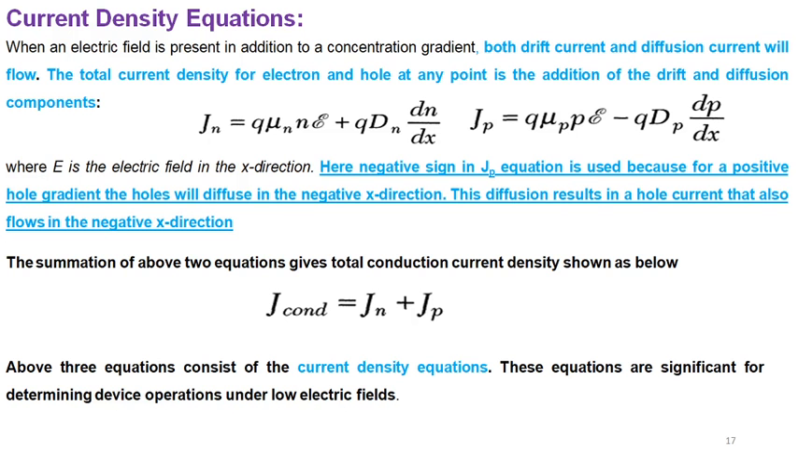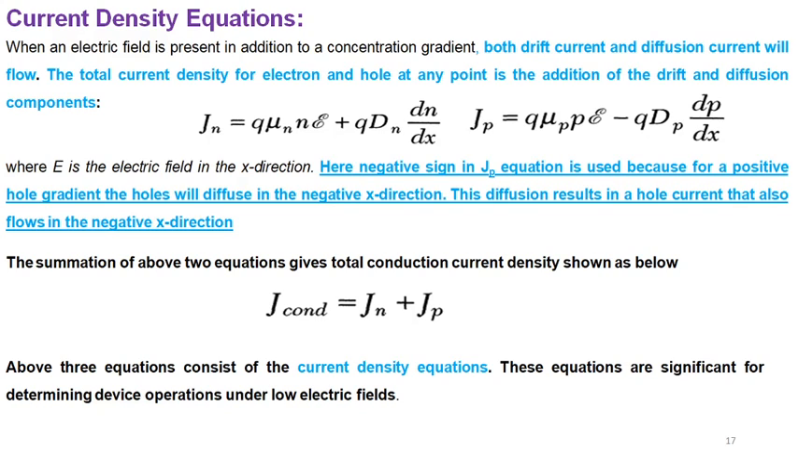Then we go to the current density equation. We already wrote the current density equation q mu n n E. Now we add both current terms, the drift current and the diffusion current, that is Jn is equal to q n mu n E plus q Dn dn by dx, which is the current density for electrons, and another is Jp, that equation, which is the current density for holes due to the drift current and the diffusion current.